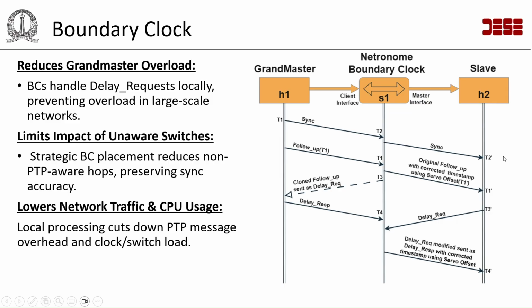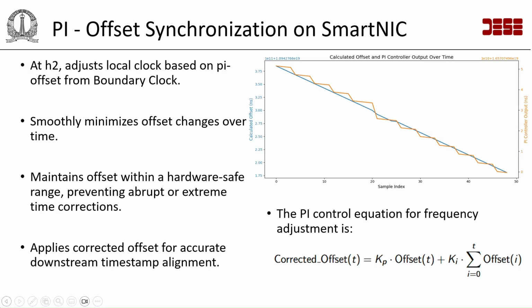Linux PTP on H2 calculates the offset and tries to synchronize to H1. At H2, the local clock is adjusted based on the offset between the boundary clock and the grandmaster, which can vary due to network conditions. To avoid sudden jumps in the offset, PI-based servo logic is implemented in the P4 program, which ensures the timestamps sent to H2 keep the correction stable and within safe hardware limits. In this figure, the blue line is the offset, which is continuously reducing.